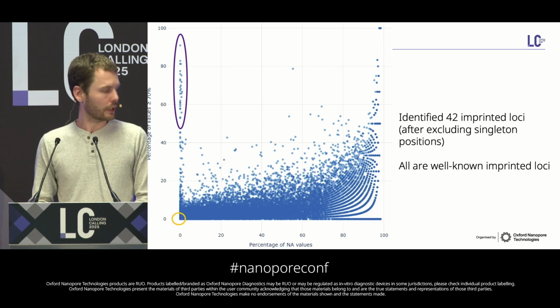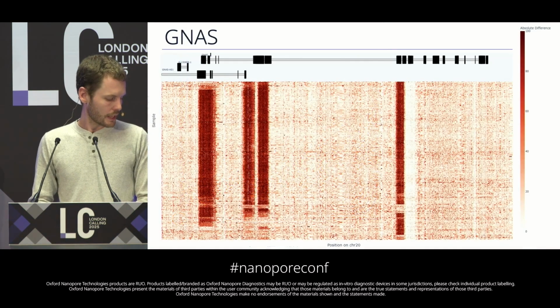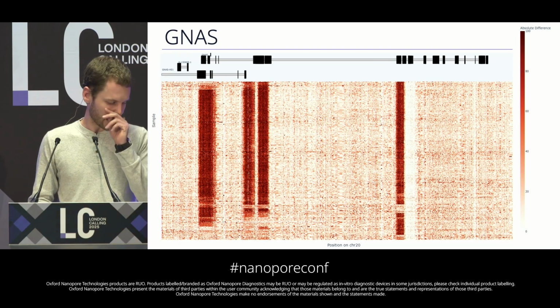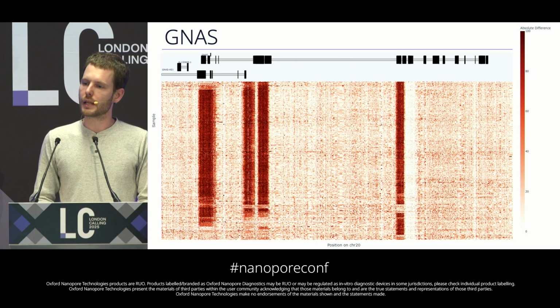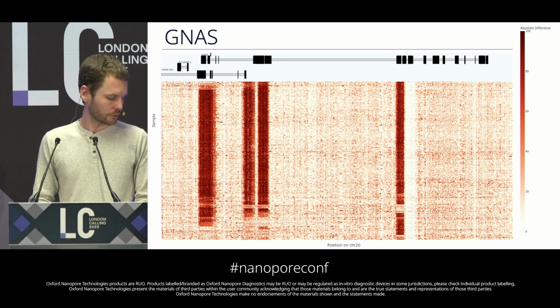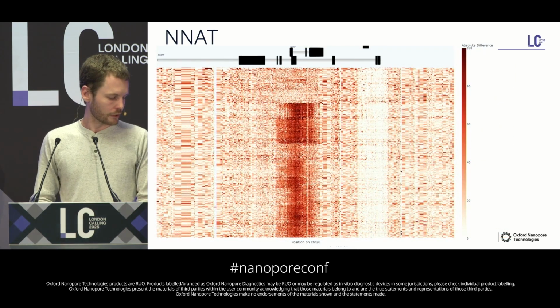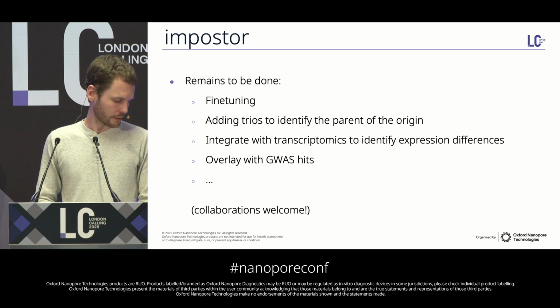And with this method, we could already identify 42 imprinted loci. It's slightly less than expected, but all of them are well-known imprinted loci. So at least it shows that the method works. And for some visualization, here is GNAS again. Now in red, you see the absolute difference between haplotype 1 and haplotype 2 with hierarchical clustering on the rows. Most of the individuals indeed show the expected imprinting in these positions. Other examples, like recently discovered loci like NAT1, show similar results. And also, oh, that was my last example, shame.